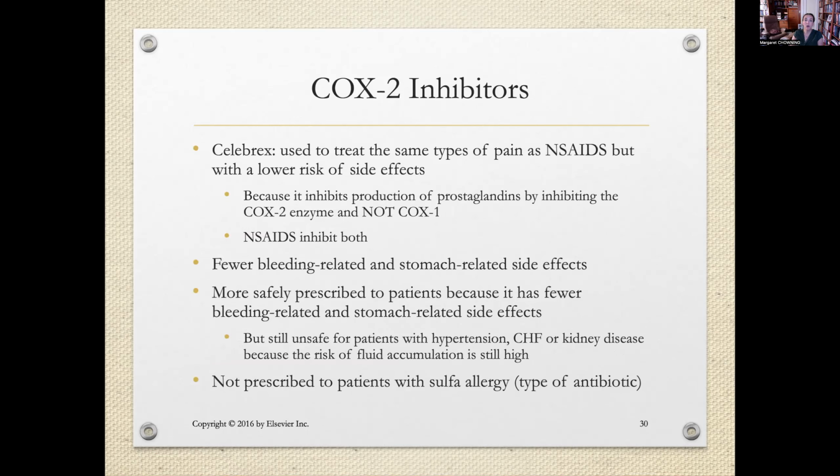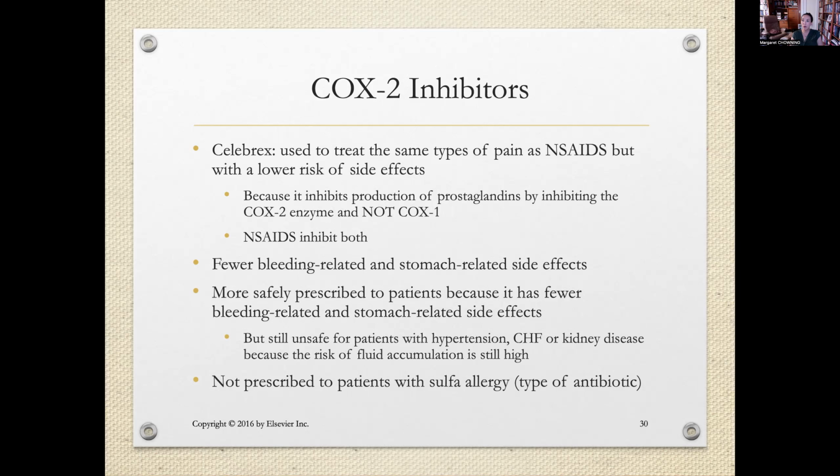Okay, COX2 inhibitors, Celebrex. This is the main one. I think it's the only one that we'll see, at least for now. So Celebrex is used to treat the same types of pain as ibuprofen and Tylenol, but it has a lower risk of side effects. Okay, it inhibits production of prostaglandins, if I said that right, by inhibiting the COX2 enzyme and not COX1.